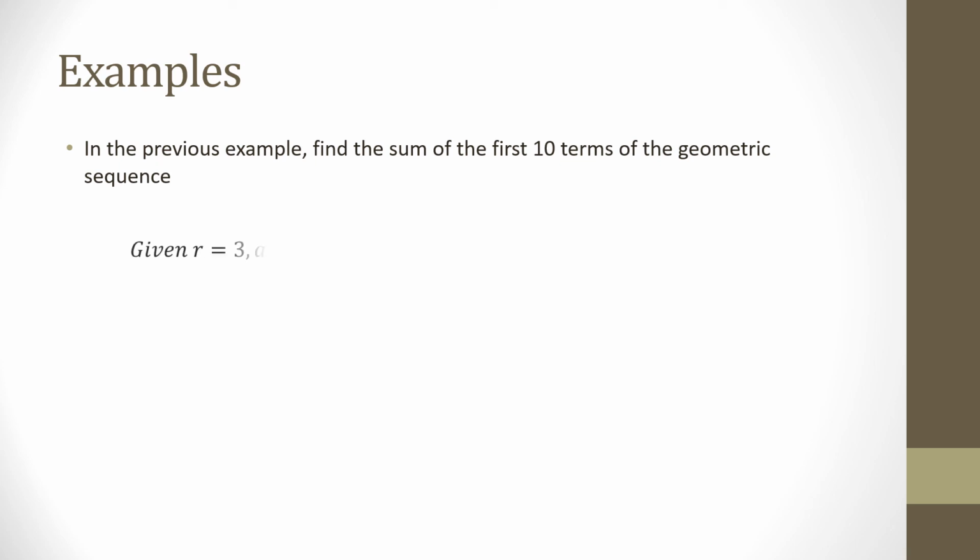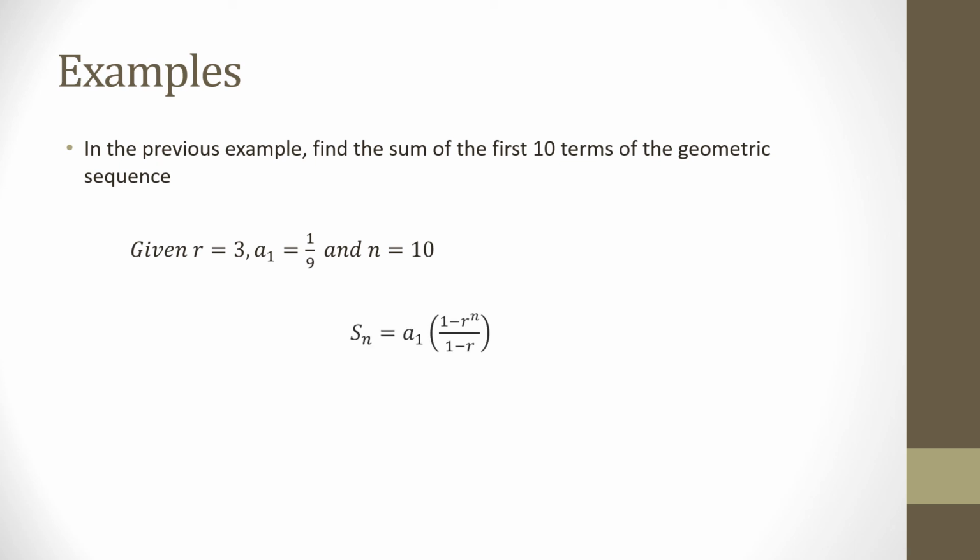Okay? So, given R is equal to 3. Ito yung given kanina, di ba? R is equal to 3. Solve natin a sub 1, which is 1 over 9. And then, n is equal to 10, kasi ang hinahanap natin is the sum of the first 10 terms. So, given na lahat yan, sasalpak mo lang lahat yan sa formula.